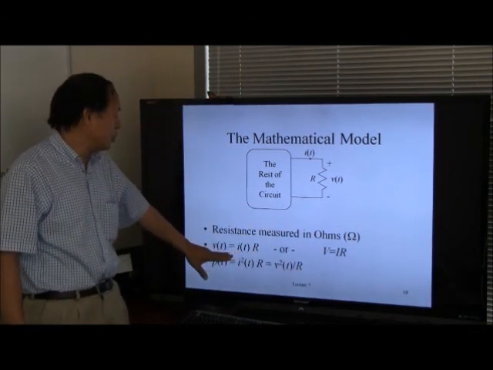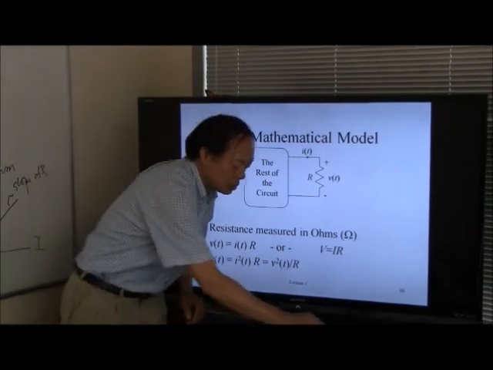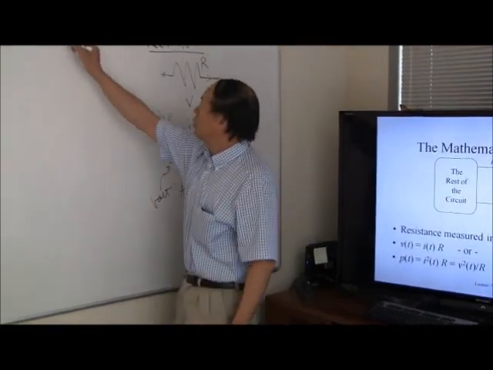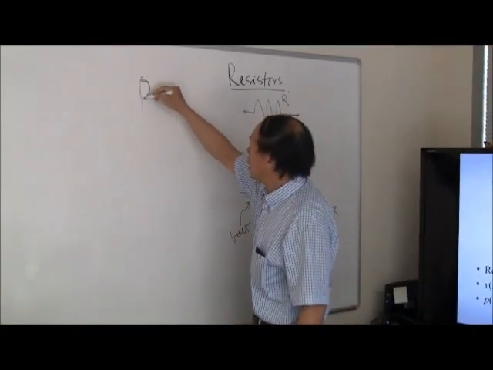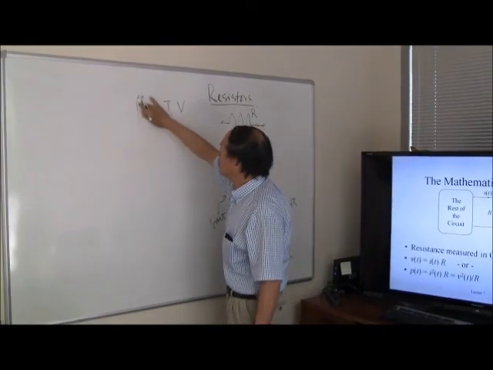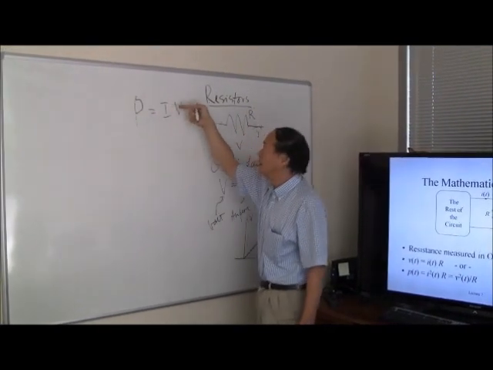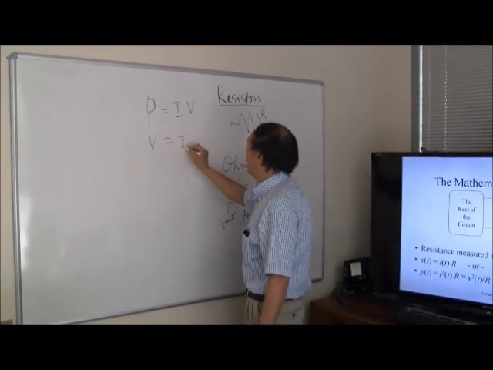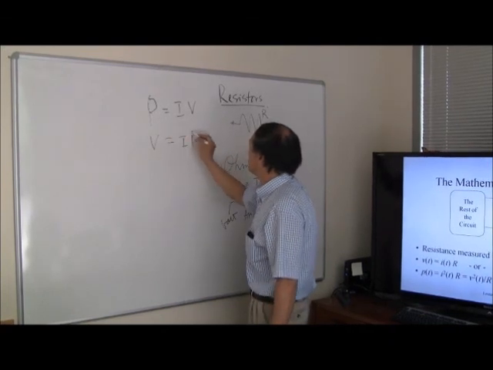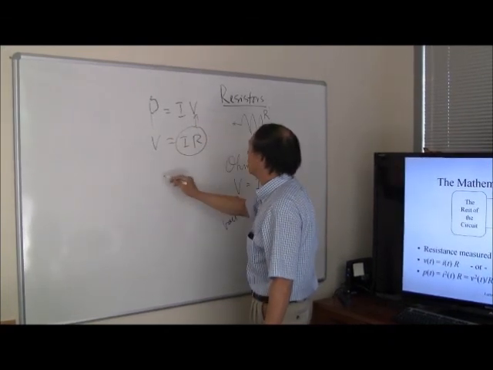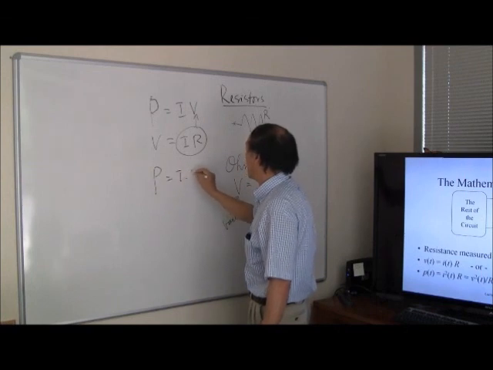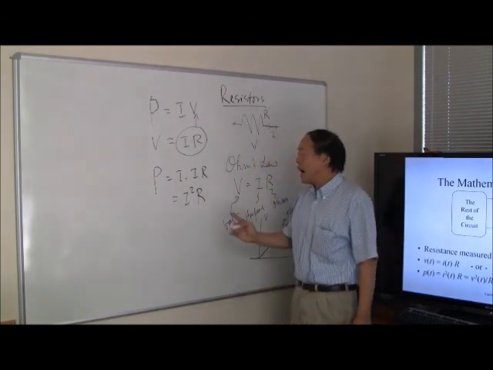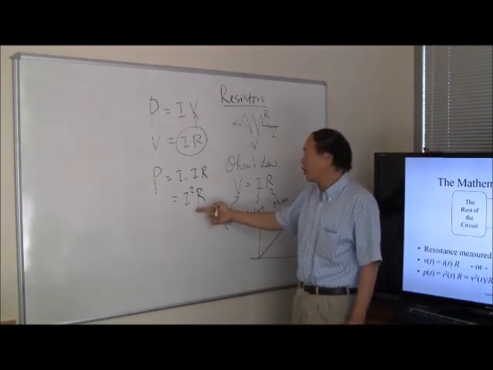Now, we also know from earlier the relationship that power is equal to I times V. So the power is a product of the current times the voltage. And according to Ohm's law, we also have V equal to IR. So if you substitute IR for the V here, you have P equal to I times IR, equal to I squared R. So the power really goes up as the square of the current.